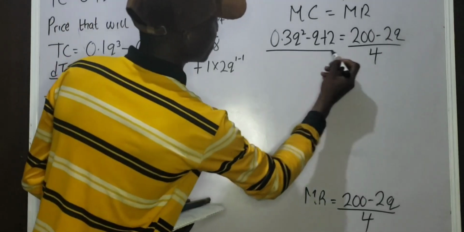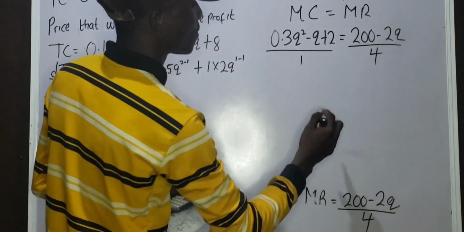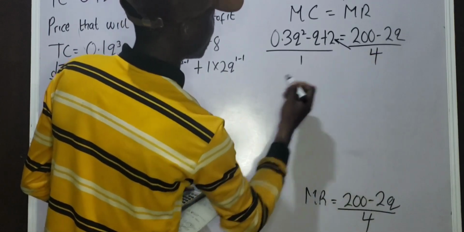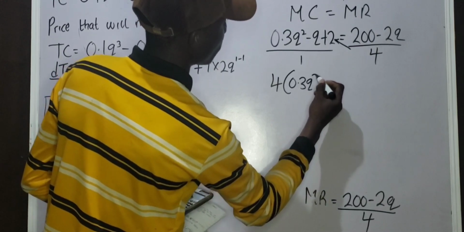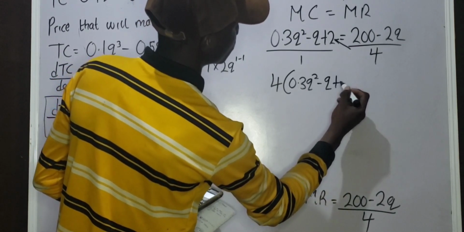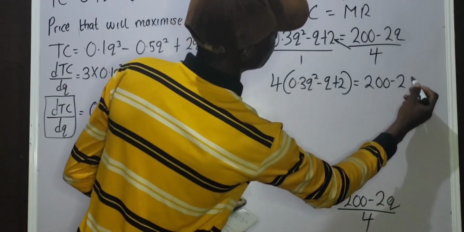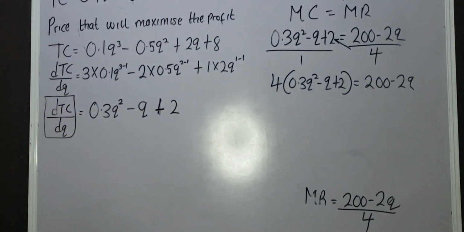So this over 1 is equal to 200 minus 2q all over 4. We are going to cross multiply. 4 will multiply this and 1 will multiply this. So I'm going to have 4 into bracket 0.3q raised to the power of 2 minus q plus 2 is equal to 200 minus 2q, because 1 multiplied by 200 minus 2q will still give me what? 200 minus 2q. Do you understand?